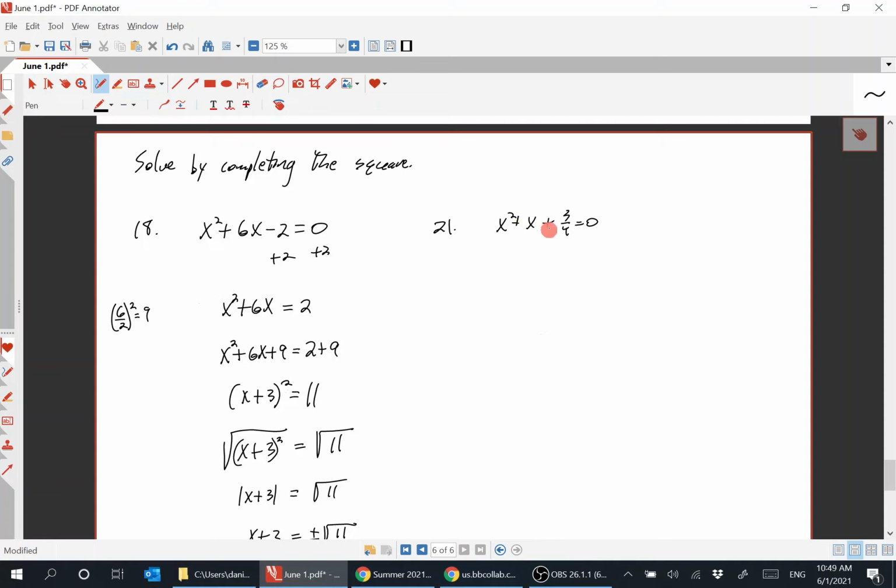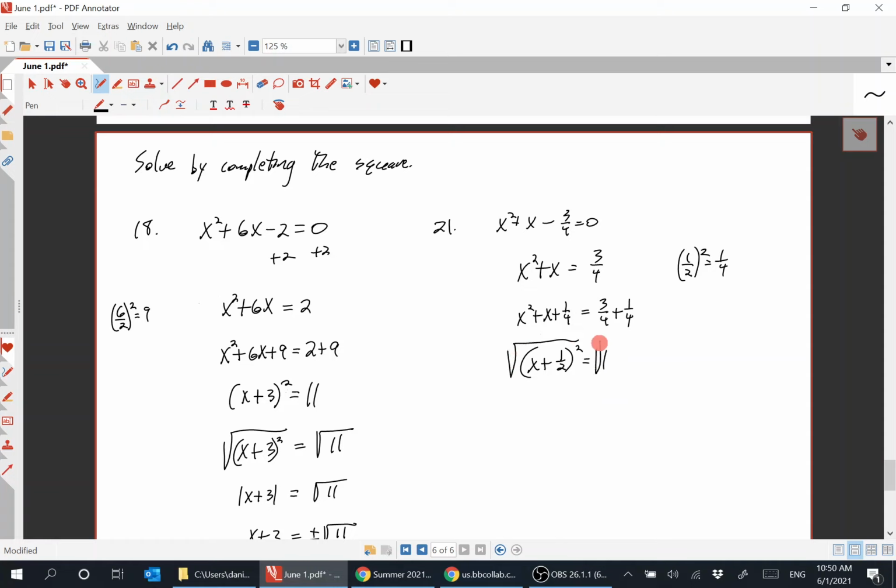Plus x minus 3/4. So x squared plus x, move the 3/4 over here. Okay. Coefficient of x is 1, divided by 2, squared is 1/4. 1/2 times 1/2 is 1/4. So you add 1/4 to both sides. This becomes a perfect square. x plus 1/2 squared is equal to 3/4 plus 1/4, which is 1.